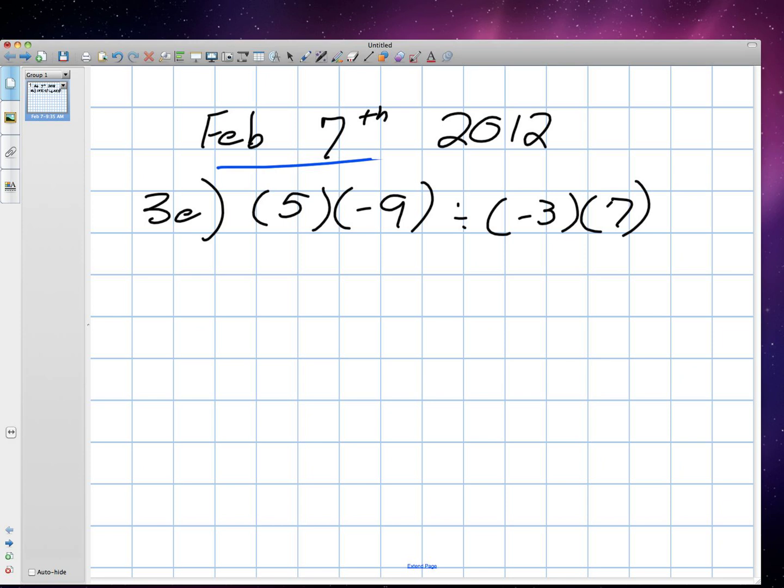Okay, today is February 7th, 2012. We're going to take up question 3E. So we're multiplying integers, so positive and negative numbers.